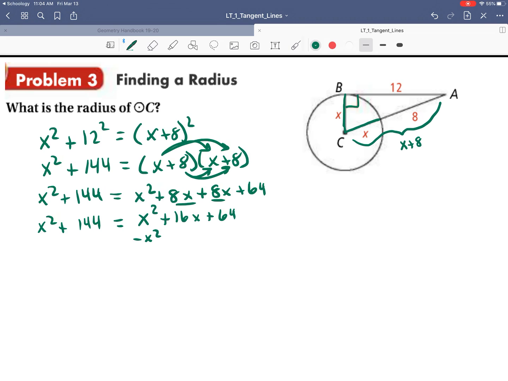Now I've got a quadratic, I'm going to subtract x squareds though, and now I don't have a quadratic. And I'm going to subtract 64 and then divide by 16. And we get that x is 5. So the radius of this circle is 5.